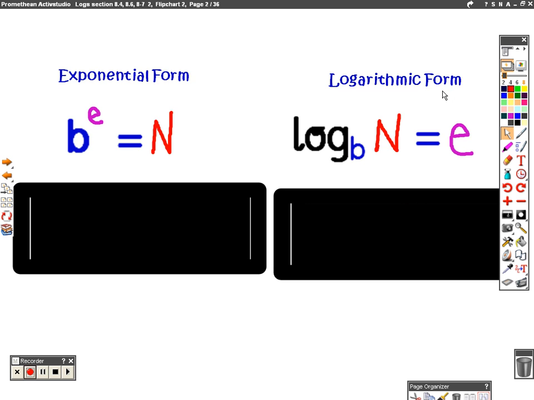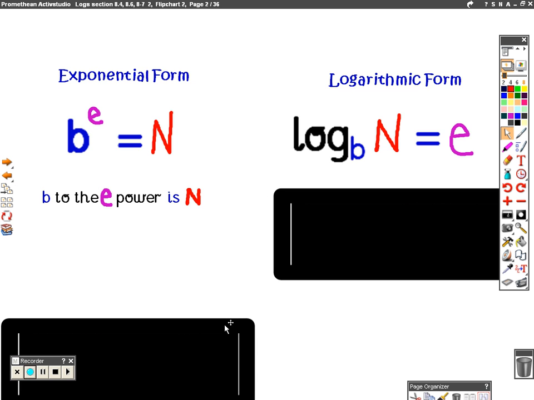And logarithmic form is log base b. So this same b, if we change it to log form, is going to be here. The base is here. Log base b of n equals e. So this whole chunk right here really is equal to an exponent. Notice the e. So in order to isolate that exponent, we can change it into log form and find out what that exponent is. All right, so the way that we read this is b to the e power is n. B to the e power is n.